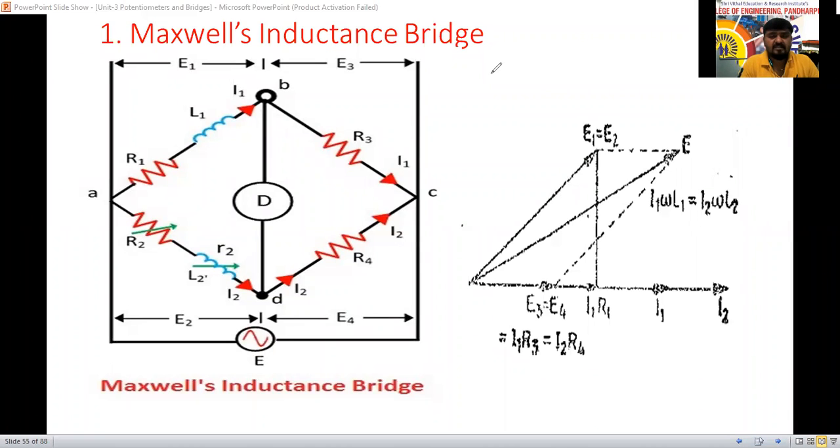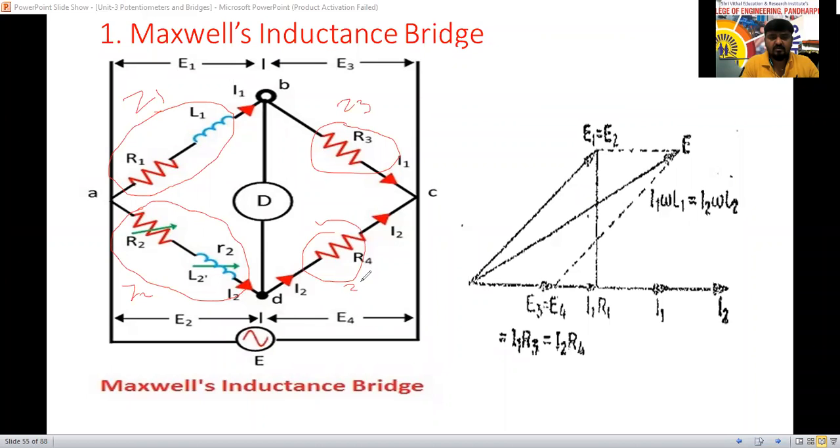the impedances here. So according to the Wheatstone bridge, what is the formula under balanced condition? Leave that one. See this one. We are going to call this one Z1, this one Z2, this one Z3, and this one Z4.